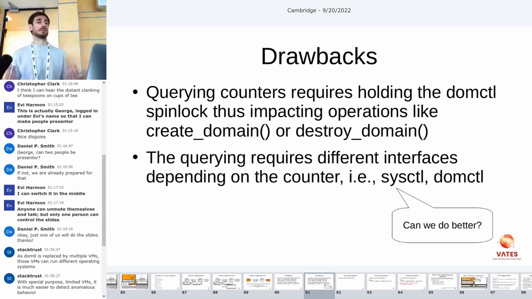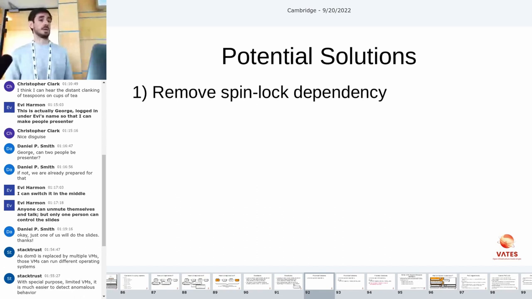So we started to evaluate different solutions. The first solution was to remove the spinlock dependency, for example. But then I was not really sure what the impact of doing this would be, because I was not really sure why the spinlock was there for this counter.